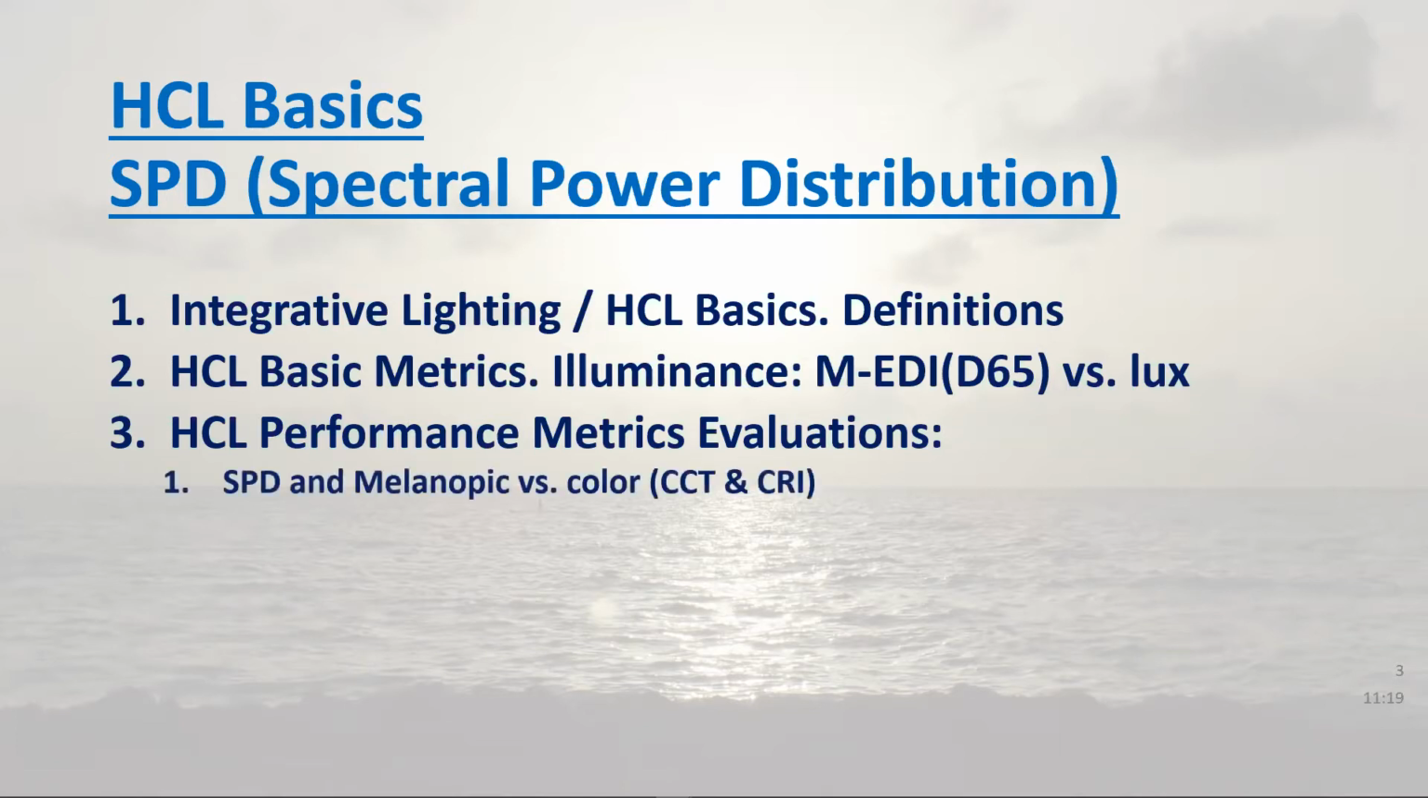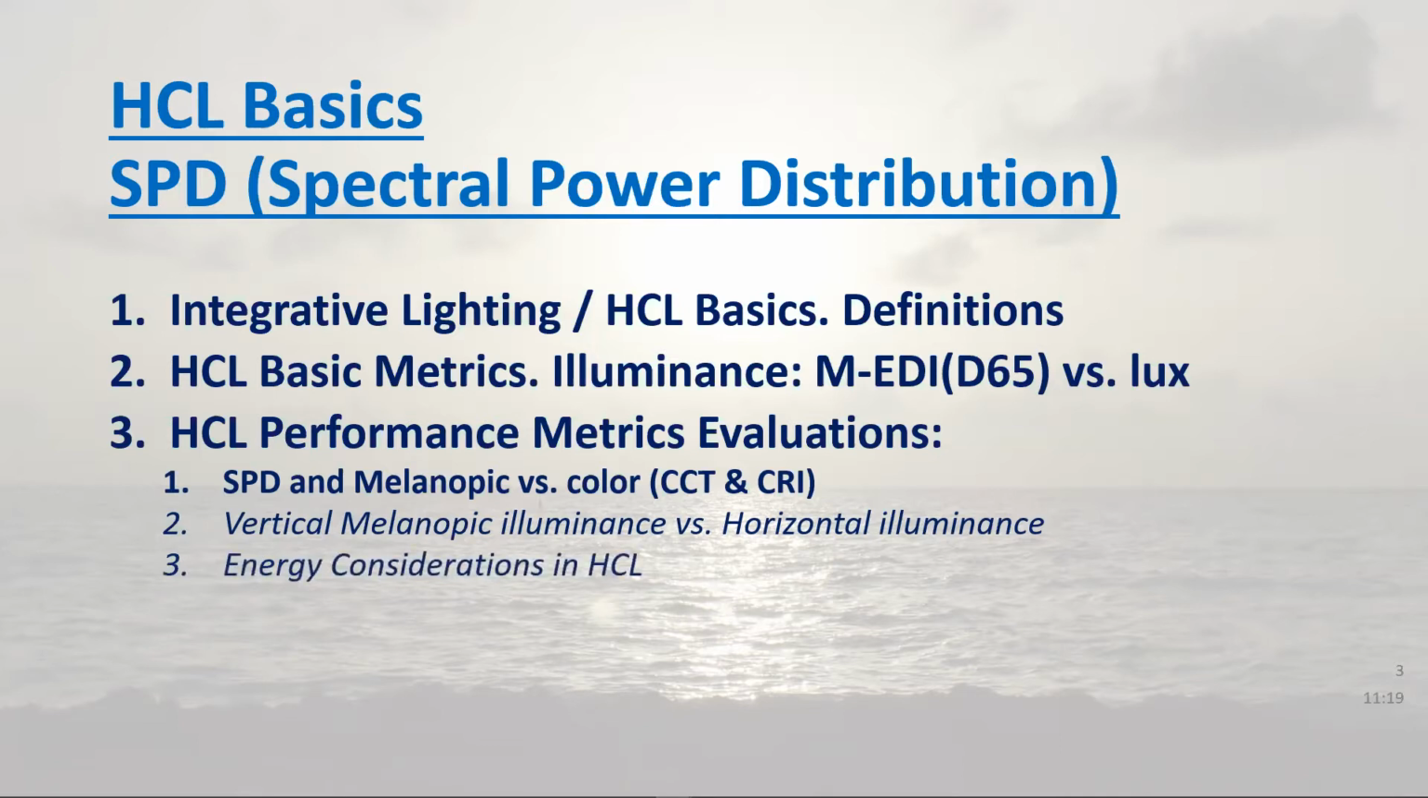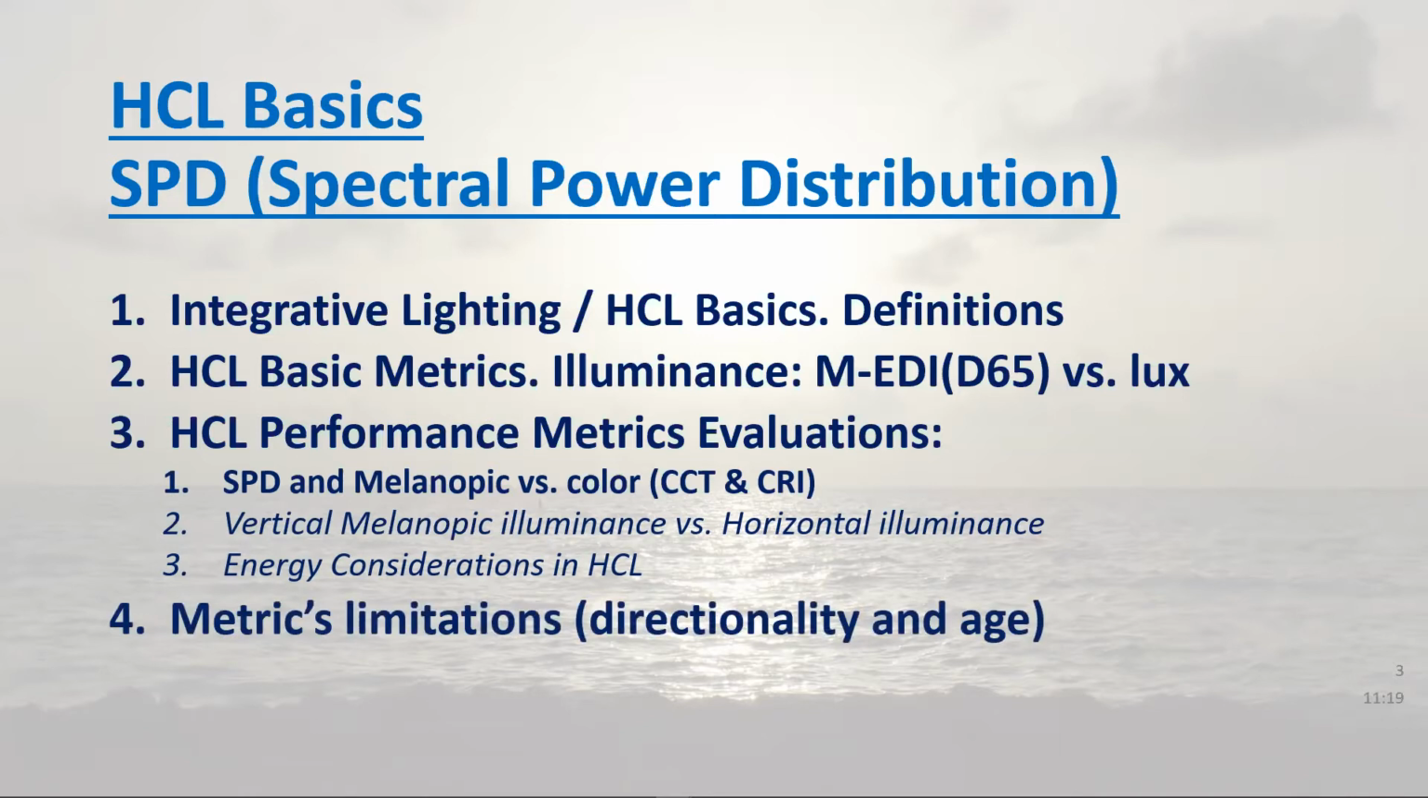In this presentation, we will cover the first point, that is spectral power distribution and melanopic versus color perception in CCT and CRI. And in other presentations, we will cover vertical melanopic illuminance versus horizontal illuminance, and we will also do energy considerations in human-centric lighting. Then we will discuss a couple of metric limitations, basically directionality and age, but not only these ones. And then we will go into the conclusions and lessons learned.